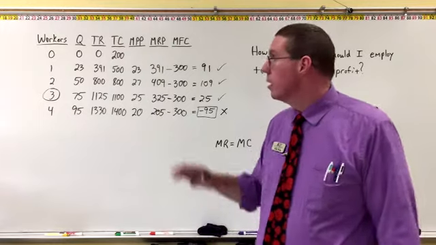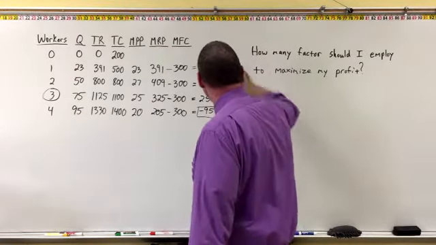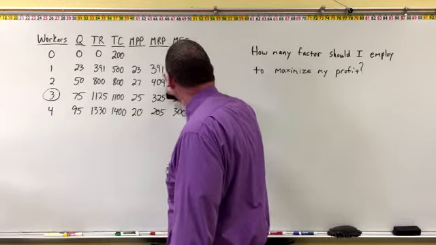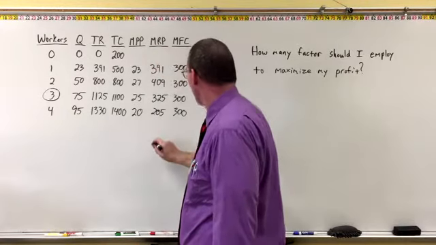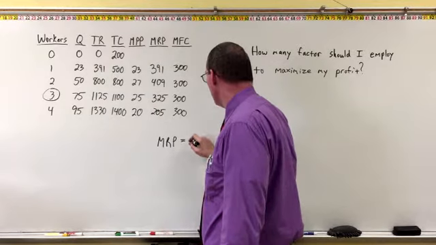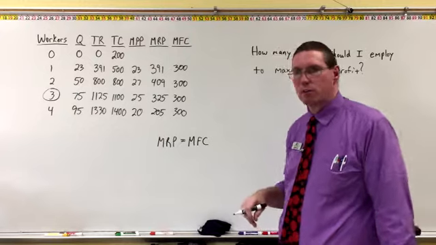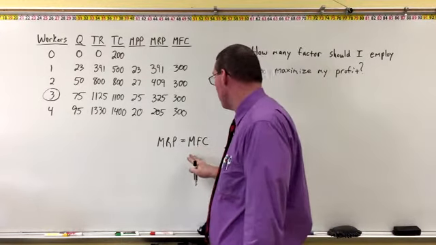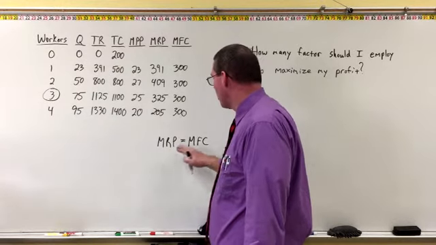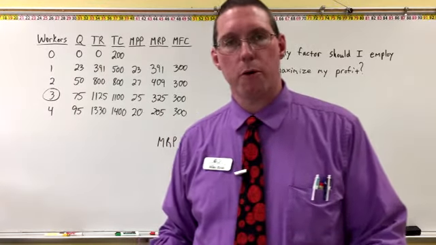Well, it's the same thing here with factors of production. We can basically just look for the place where marginal revenue product, which is basically marginal revenue, is equal to marginal factor cost, which is basically marginal cost of factors. Okay? So for factors of production, this is the marginal revenue and this is the marginal cost. And wherever they are equal, you will maximize the profit for your business.